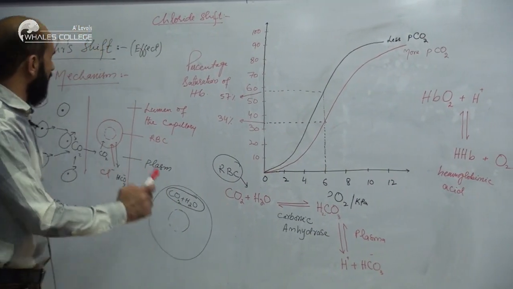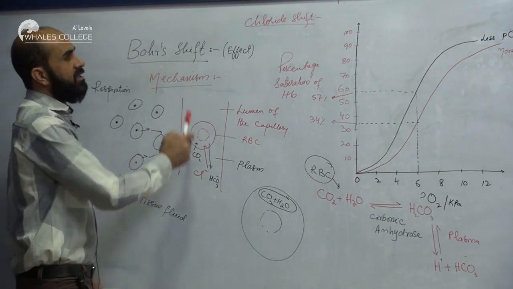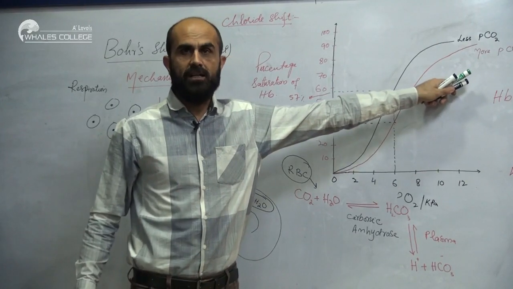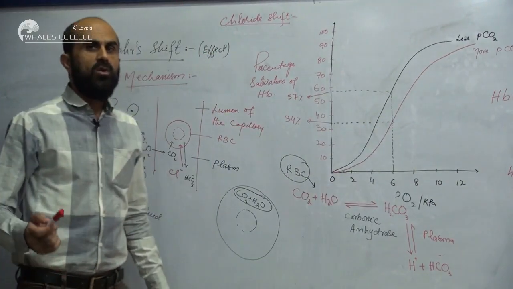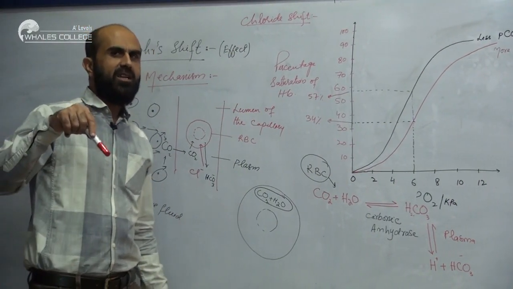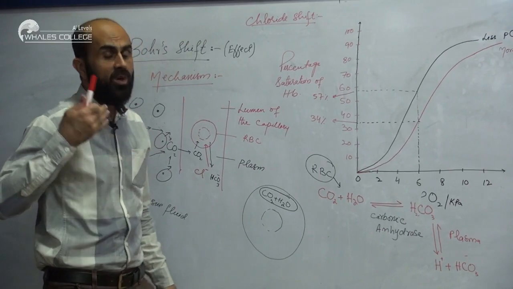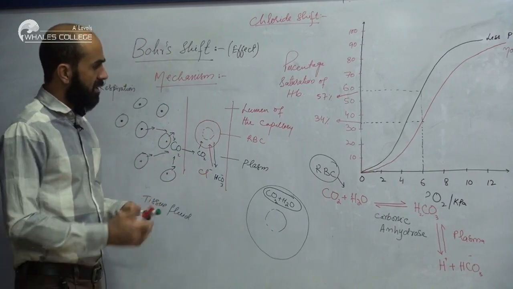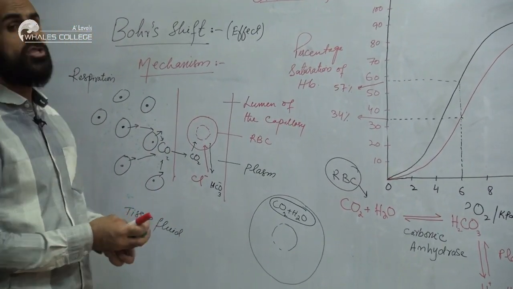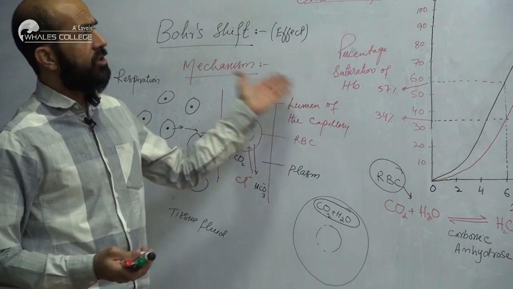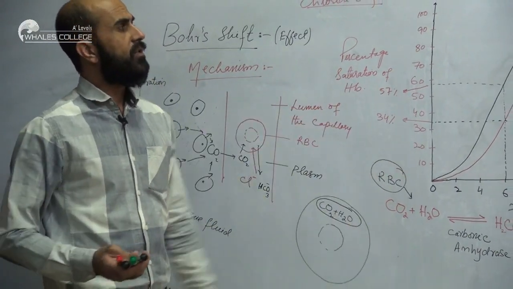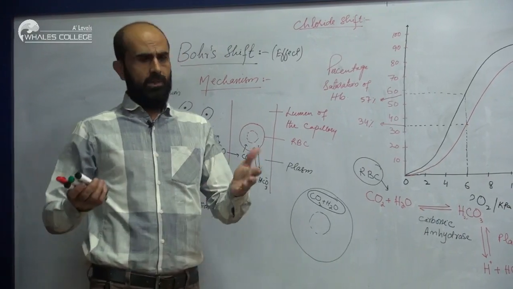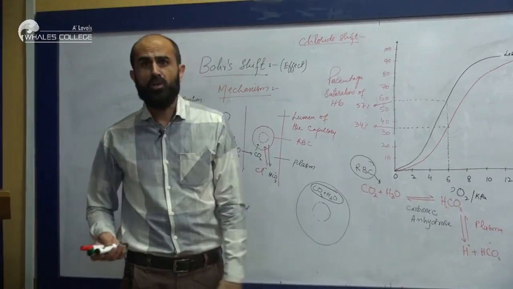That's why the Bohr shift says the curve is shifted toward the right when there's higher carbon dioxide. Higher carbon dioxide means more H plus ions, and more H plus ions mean more dissociation of hemoglobin to release oxygen. That is the Bohr shift mechanism, and it is responsible for shifting the curve toward the right. I'll explain further in the next video, inshallah. Thank you.